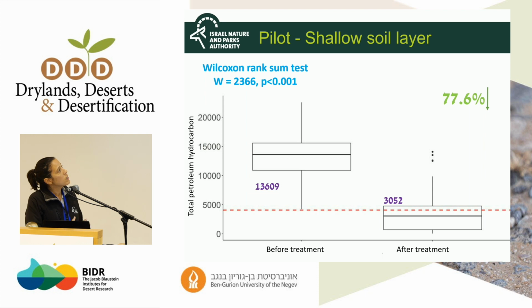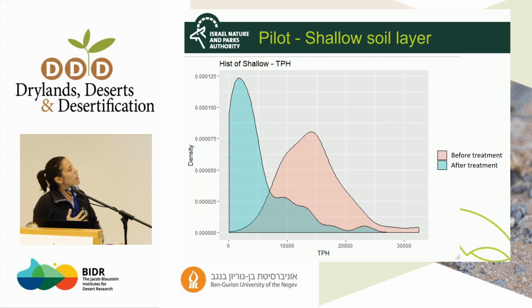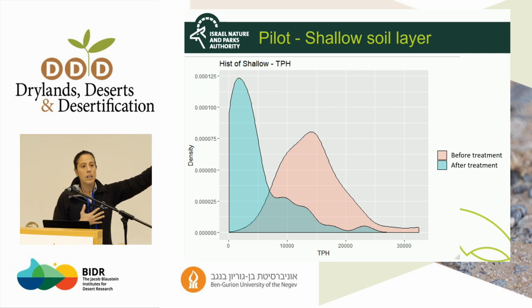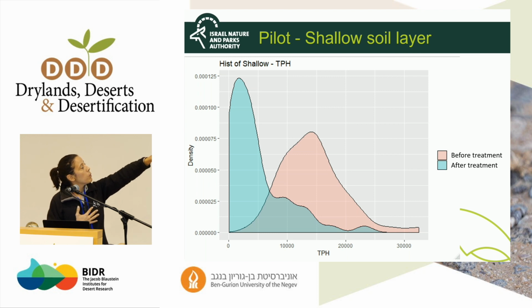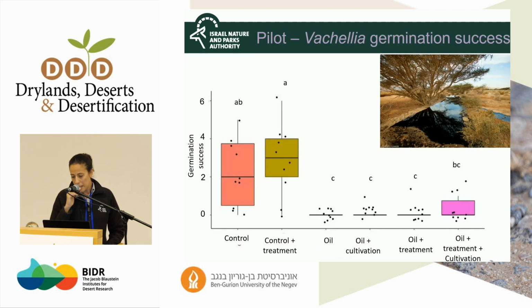So these were the pilot results. Hooray, we got over 70% reduction in the shallow layers, so we were really, really excited about this result. The deep layer didn't give us any result because there were a lot of zeros. But also look here, we had the histogram, and the pink one is before the treatment. You can see the bell shape. What we were looking for is this shift to the left, towards 0 for all the samples, meaning we had quite a reduction of the oil in the ground.